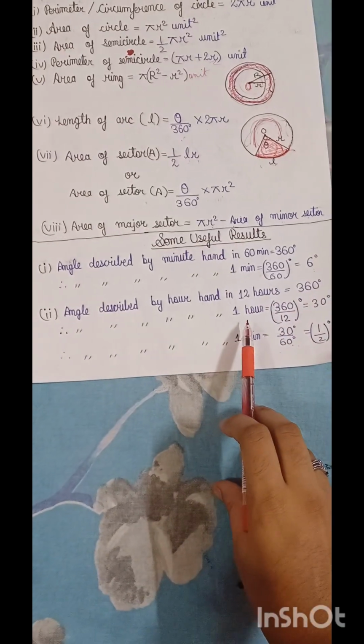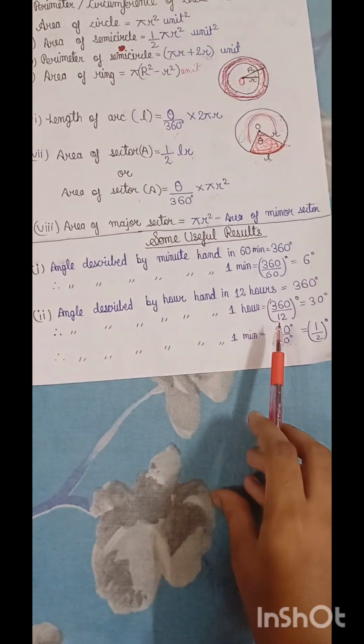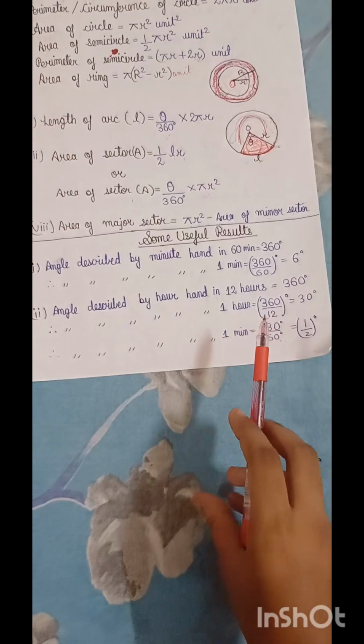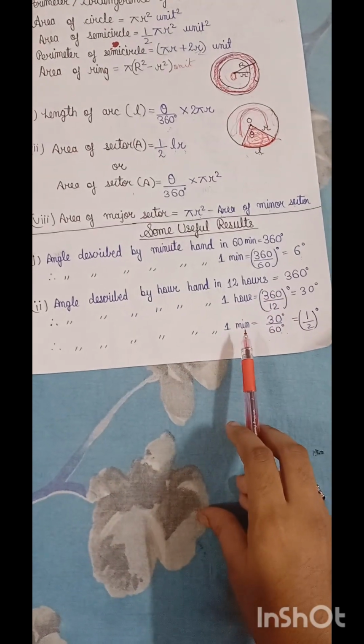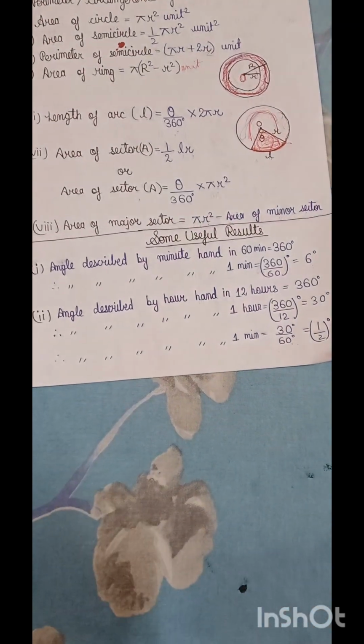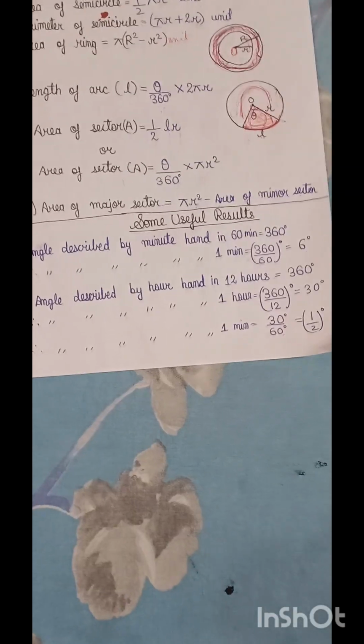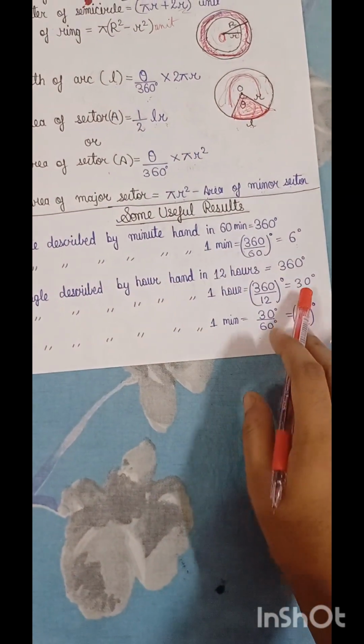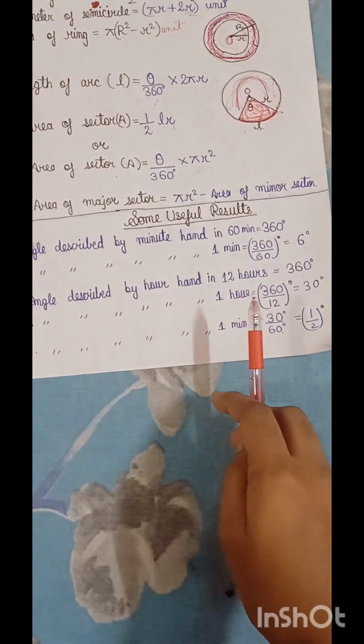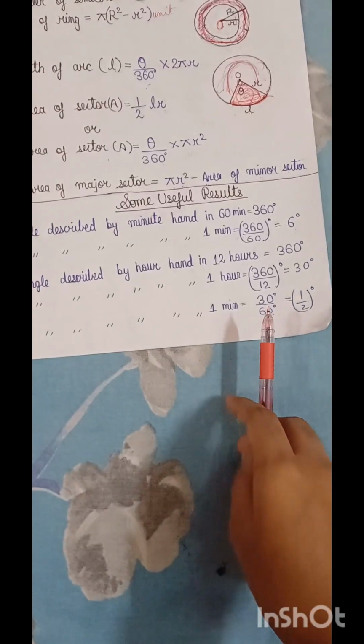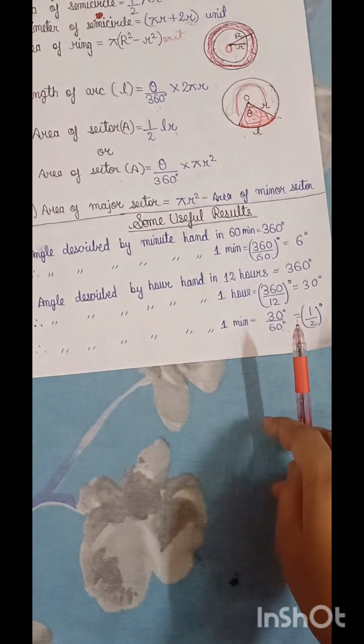So in 1 hour how much will it create? 360 by 12. So there will be 30 degree. Now we are going to talk about 1 minute. How much will the hour hand create angle in 1 minute? So see, we get here 30 degree, and now in 1 hour there are 60 minutes. So we will divide it by 60. We will get 1 by 2 degree.